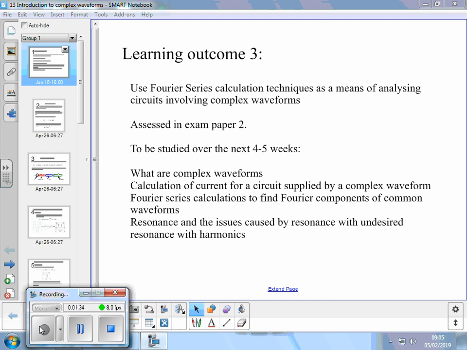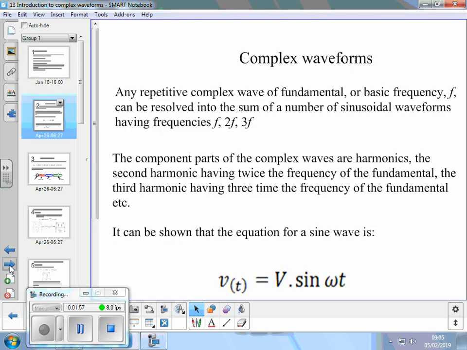We get resonance with not the fundamental, but one of the harmonic components of the complex waveform, where those harmonics are not desirable for you, not particularly want to have that harmonic interference. Okay? So that's where we're heading anyway. So, complex waveforms.